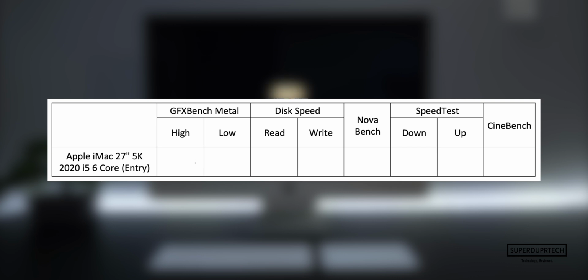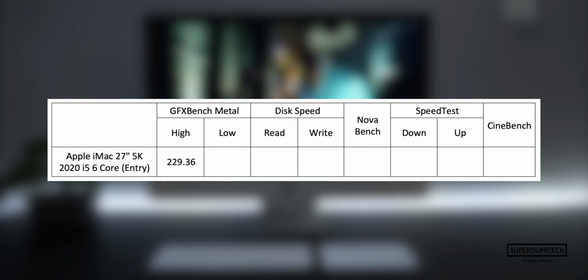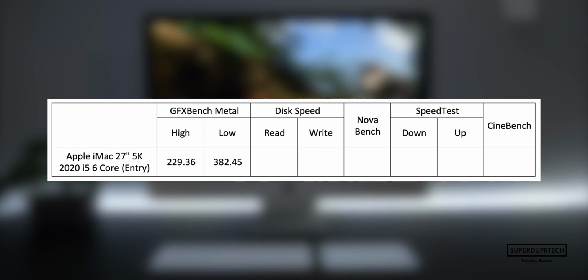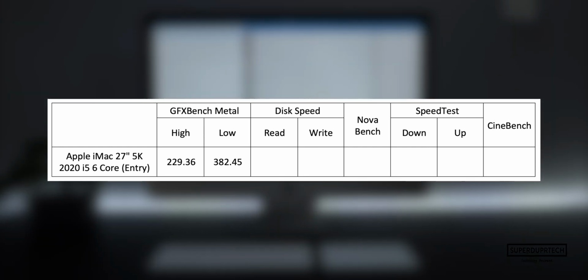Now the score that I got for the higher intensive task was 229.36 frames per second, whereas for the lower level intensive tasks, I got a higher score of 382.45 frames per second.